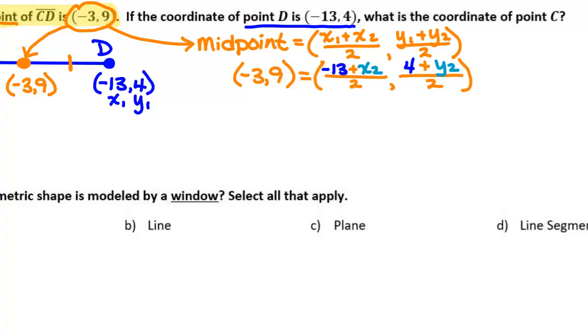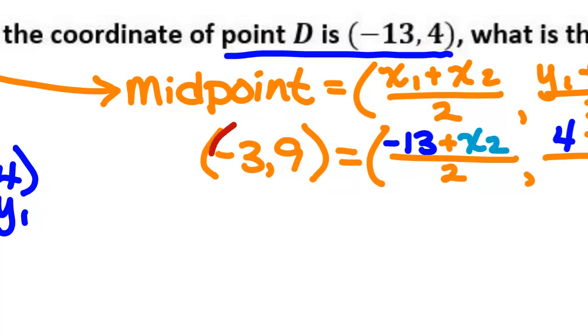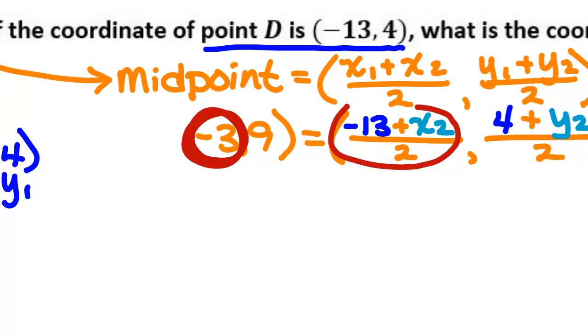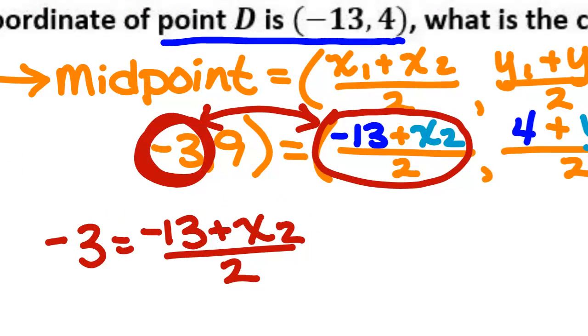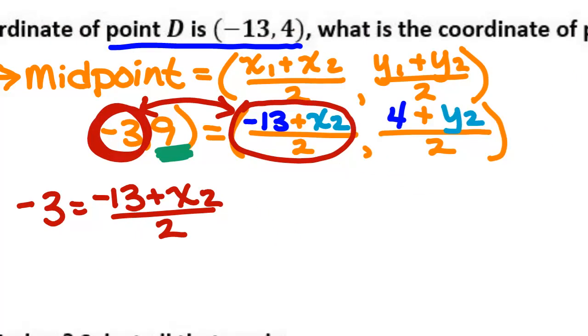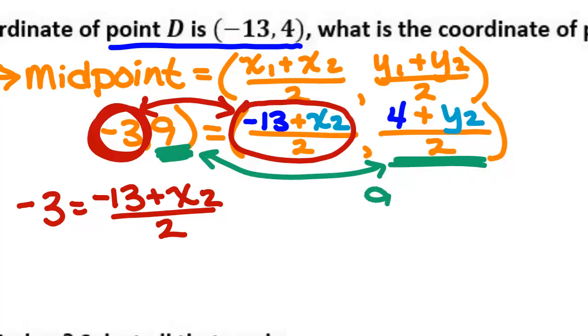So I need an x equation and I need a y equation. The x equation comes from the x part of the ordered pair for the midpoint and my fraction that has x in it. So I would have negative 3 equals negative 13 plus x2 over 2. The other equation comes from the y part of the midpoint and my y fraction. So I would have 9 equals 4 plus y2 over 2.